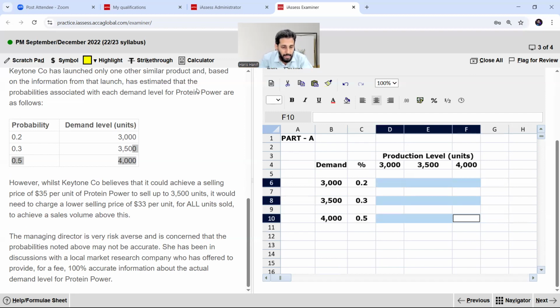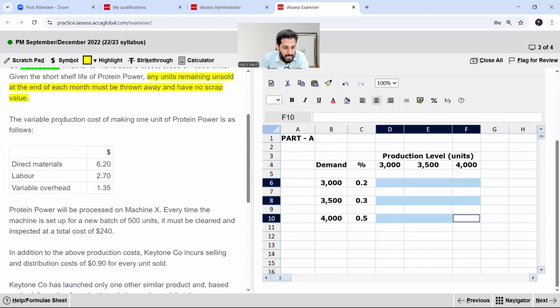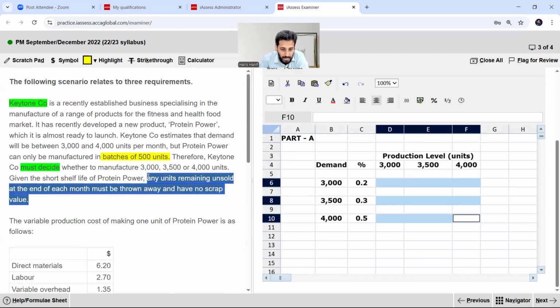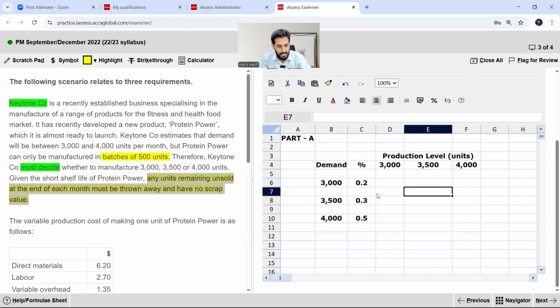Now, let's move on. Going above to the variable production cost, remember one point, this is a very golden line: any units produced but not sold. What does it mean? It has been produced but it is not sold. So the condition applies here that production is necessary. You have to produce, and if it is not sold, you have to throw it away. That means the production cost is static over a particular production level.